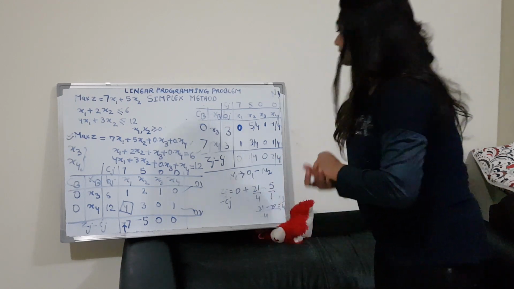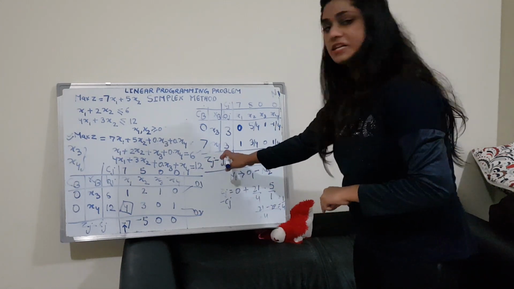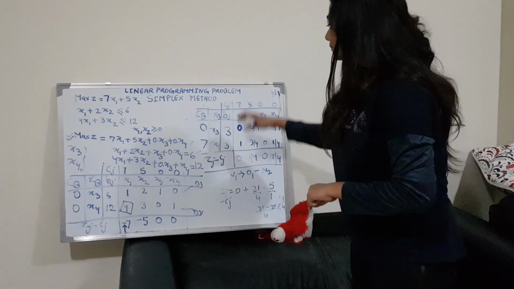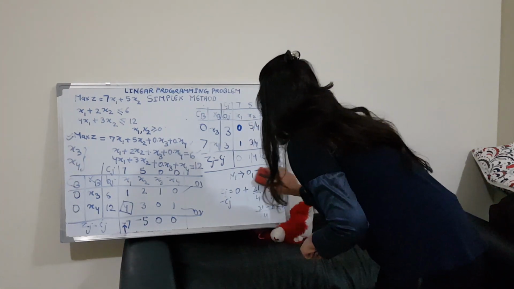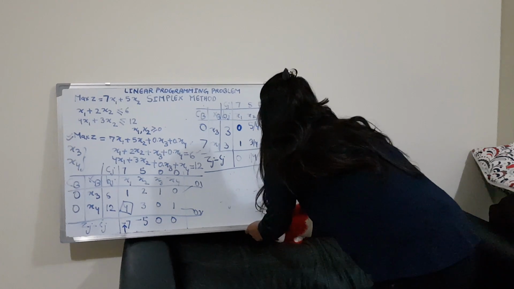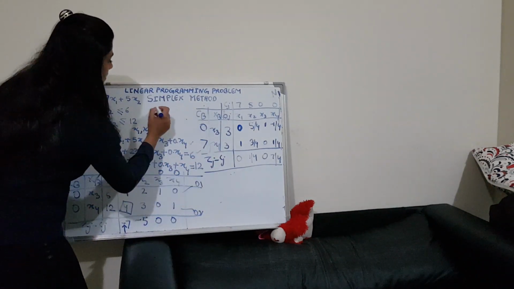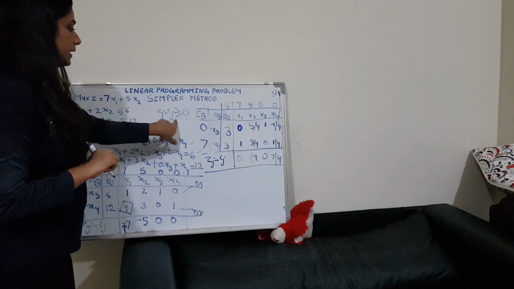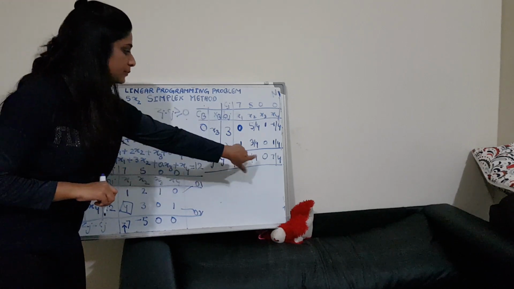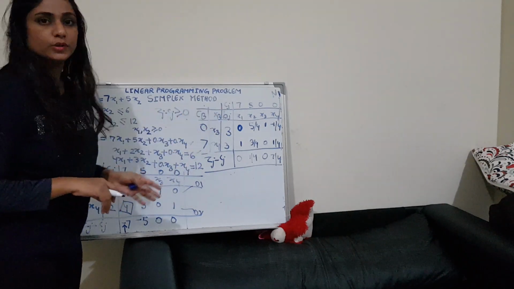Now we can see here we have all non-negative values of Zj minus Cj. It means we will get our solution from this table only. The Zj minus Cj value should be greater than or equal to 0, which we have in this table. It means we will find our solution from this table only.